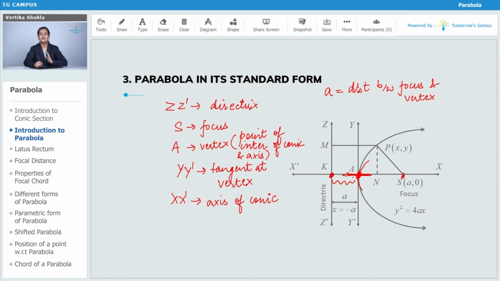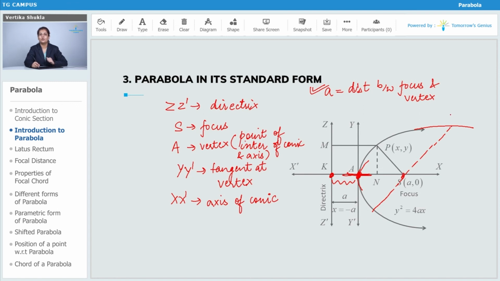Okay. Now coming, we have discussed focus, vertex, directrix, tangent at vertex, axis of conic. Okay. The most important thing over here is the value of A, which is the distance between the focus and the vertex, which is also equal to the distance between your vertex and the directrix. The second thing is focal chord. What do we understand by a focal chord? Any chord that passes through focus is known as your focal chord. So any chord, this is also a chord because this parabola will keep extending. So this is also a chord which is passing through focus. It will be known as your focal chord.